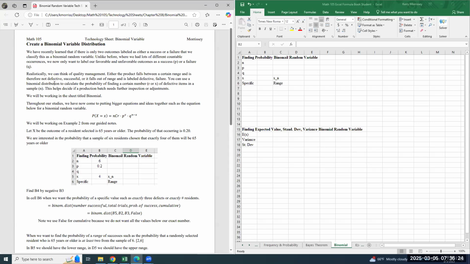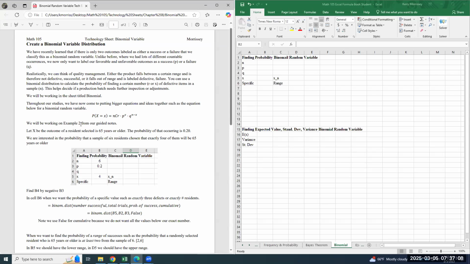You can use binomial distribution to calculate the probability of finding a certain number R or X of defective items in the sample. This helps decide if a production batch needs further inspection or adjustments. That's a quick idea of what you could be seeing in the future. Throughout our studies, we have now come to put bigger equations and ideas together, such as the equation we see for your binomial random variable. That is this choose feature, your binomial variable probability. So these things are coming together.